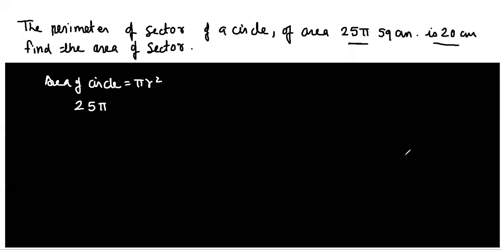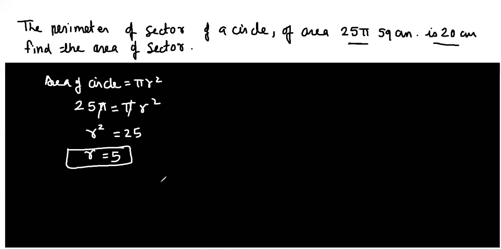So we are given the area. What was the question? The perimeter of the sector of a circle of area 25 pi is 20 centimeters. So 25 pi is the area of the circle. We know that it is pi r square, so I would write 25 pi is equal to pi r square. I can cancel pi and pi. I would get r square is equal to 25. So r is 5, because the square root of 25 is 5.